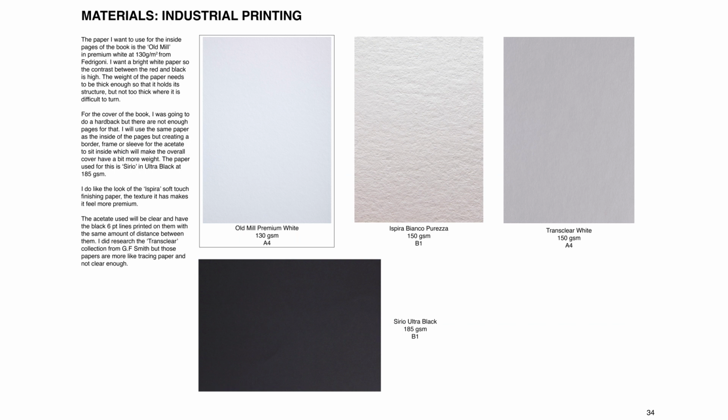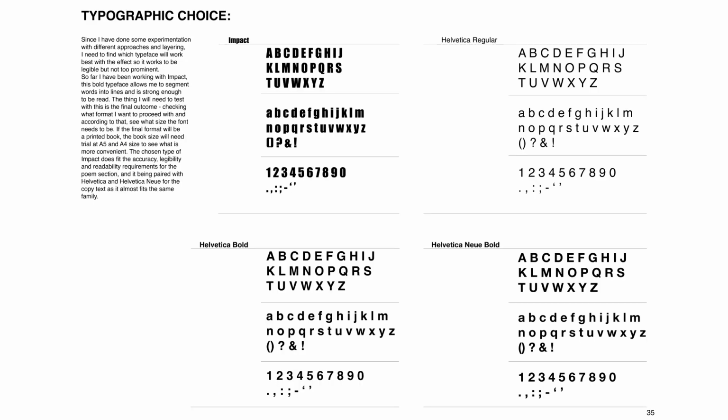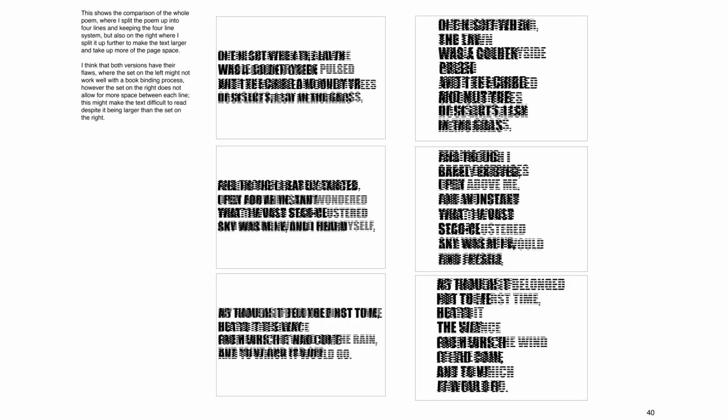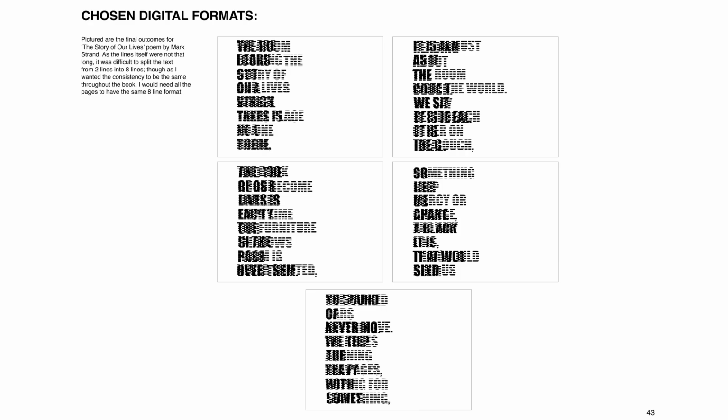I used white paper for the body of the book and black paper for creating the sleeve. I chose to work with sans serif typefaces including Impact, Helvetica and Helvetica New, as they are accurate and legible. Originally, I did have 4 lines per page, but decided to make use of the extra space around it and separate the lines further. This meant that the words would be easier to read as they would be larger.